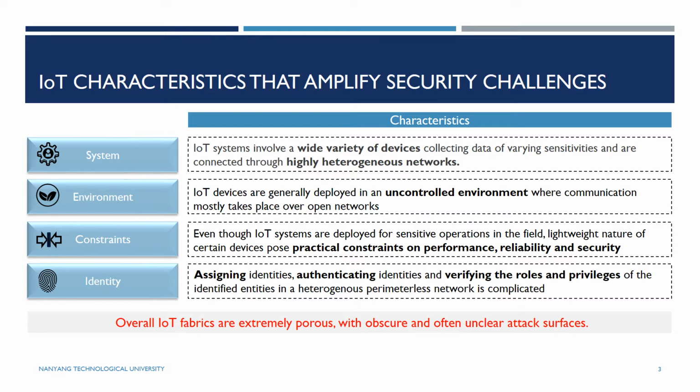So overall, the IoT fabrics are extremely porous, with obscure and often unclear attack surfaces. Because of that, it is even more important to address IoT system security given all these security challenges. And it also requires a different way to look at IoT security because of the fundamental differences from traditional IT systems, which means a lot of security mechanisms and designs that were developed over the past 20, 30 years for traditional IT systems may not be applicable.